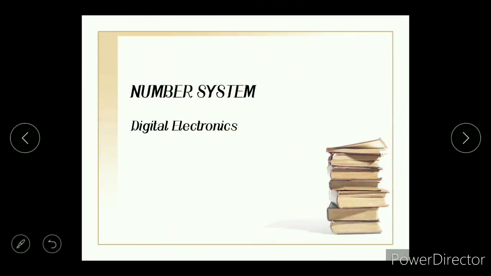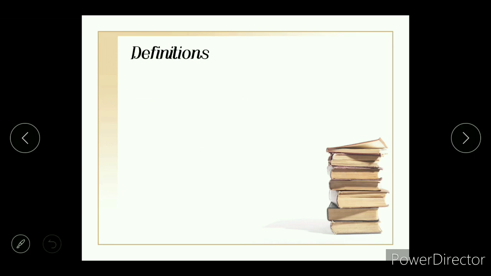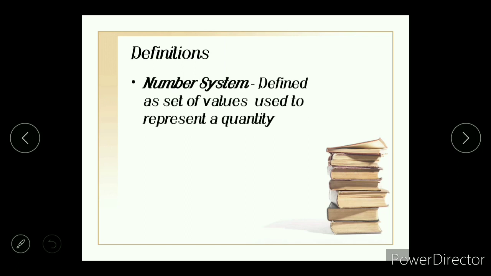So let's begin. Number system is the first topic that we are going to study in the series Digital Electronics. Let us start by seeing its definition. Number system is defined as set of values used to represent a quantity. So basically, it gives the magnitude of any quantity. For example, when we say 5 mangoes, here 5 gives me the quantity of number of mangoes.